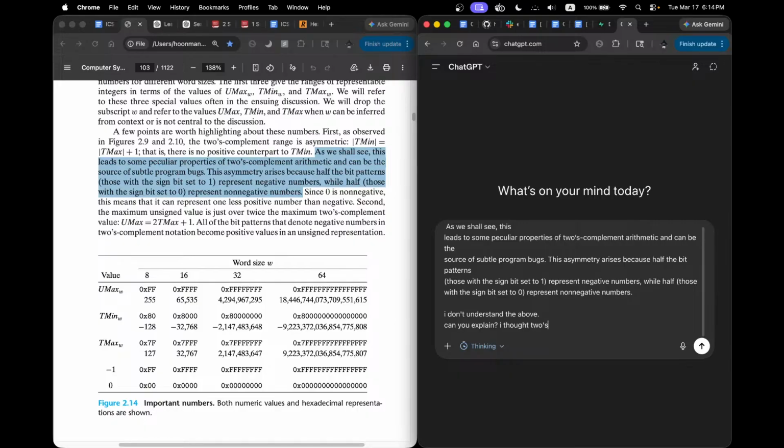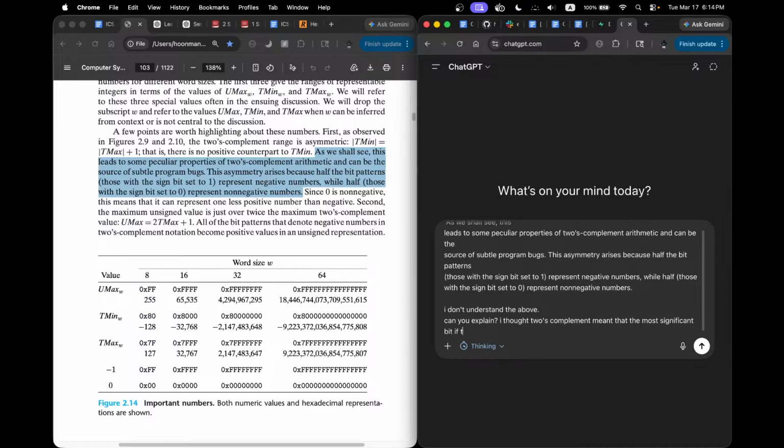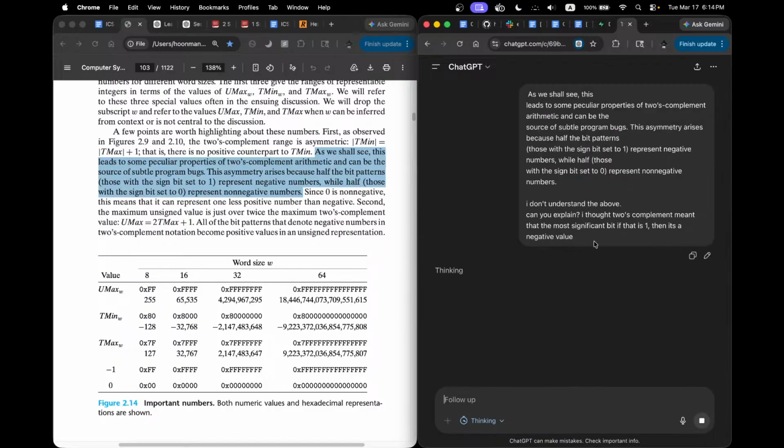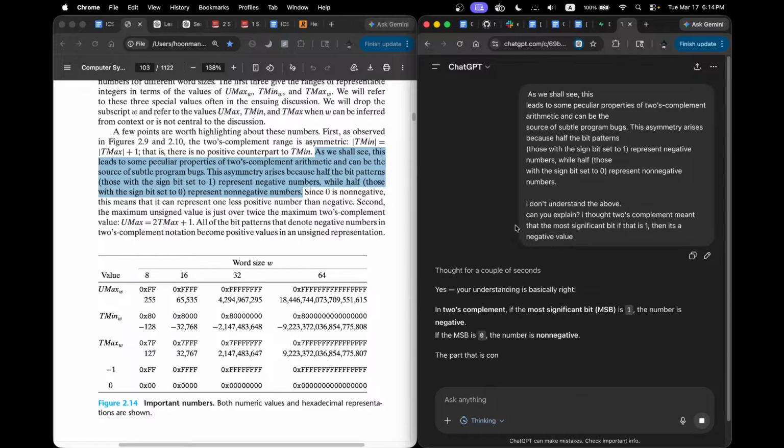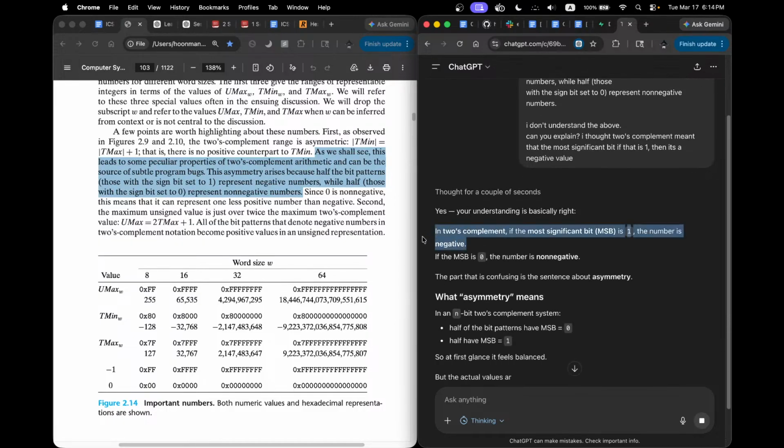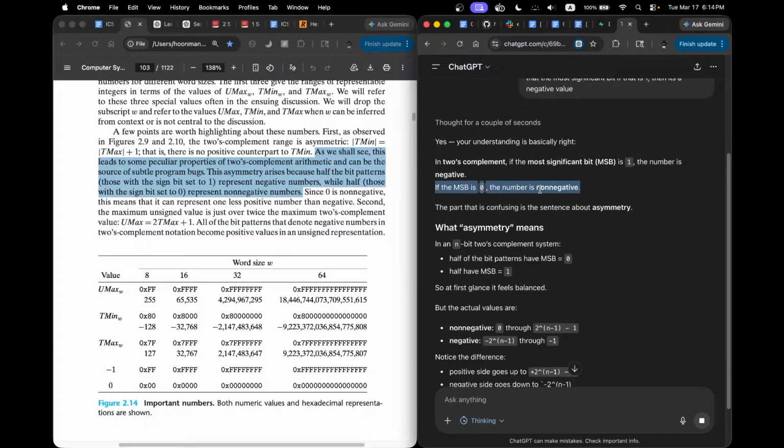I thought 2's complement meant that the most significant bit, if that is 1, then it's a negative value. In 2's complement, if the most significant bit is 1, the number is negative. The part that's confusing is the sentence about asymmetry. Oh, wait. I think it's saying that half the representable numbers can be represented at. Wait, no.